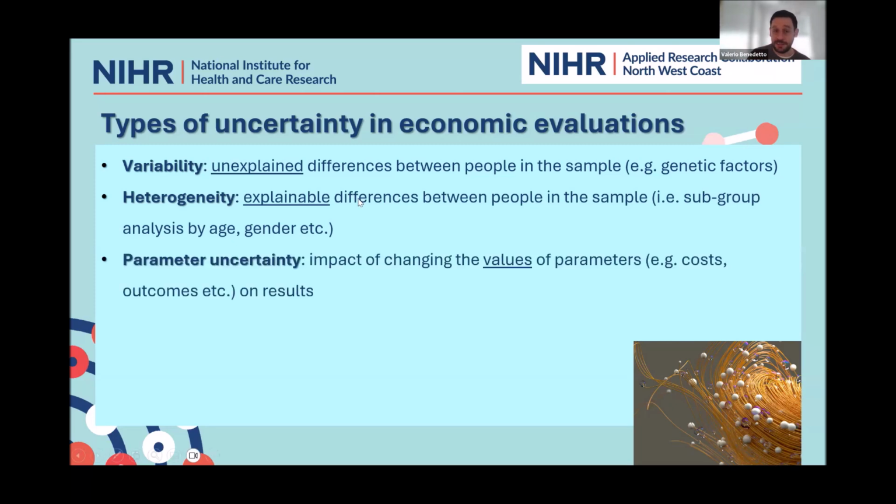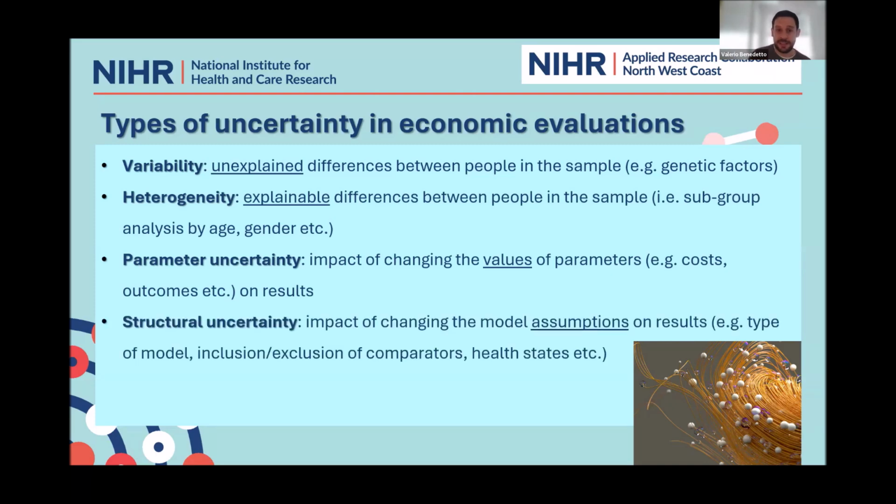Parameter uncertainty, instead, is really focusing on the impact of changing the values of certain parameters, like costs and outcomes, on the results. And then another type of uncertainty, which is not commonly investigated, is the structural uncertainty. It is a bit more complex, and this reflects the impact of changing the model assumptions on the results.